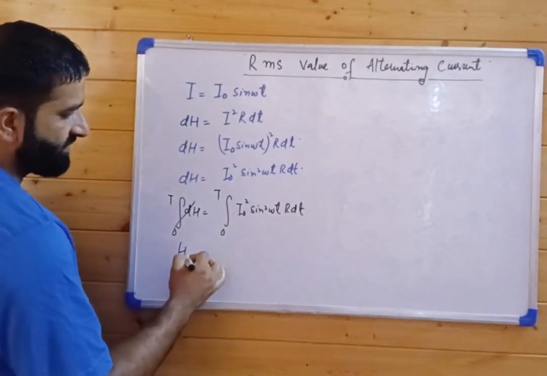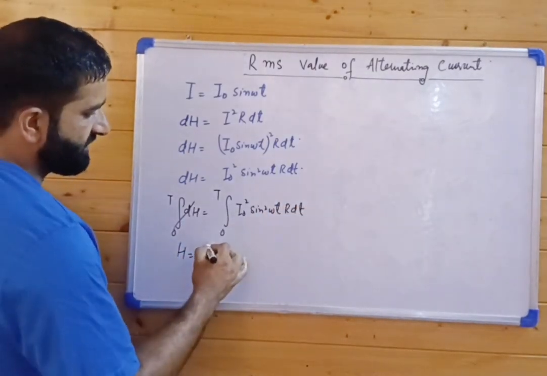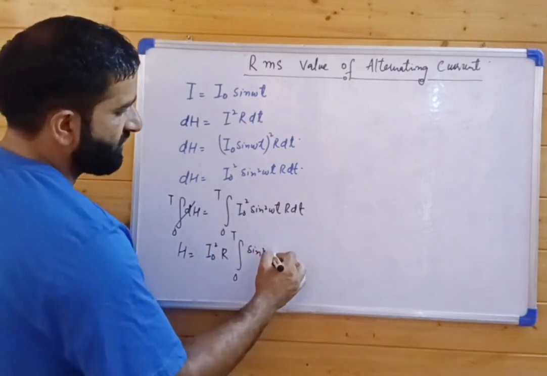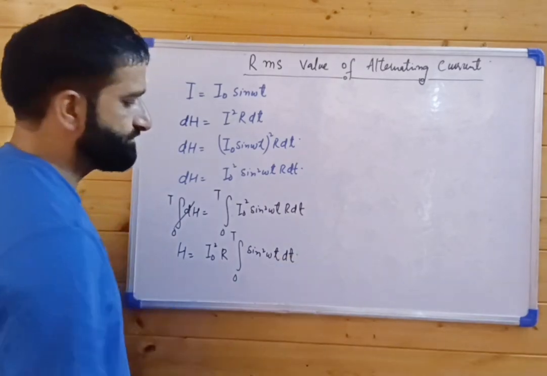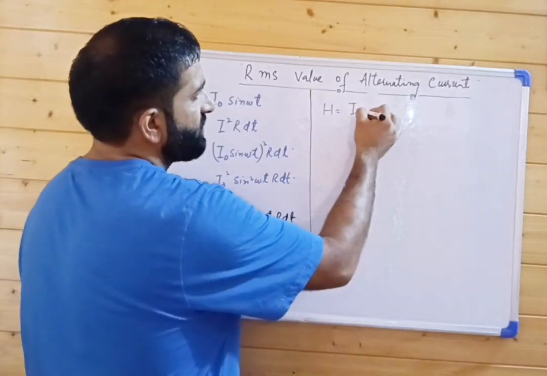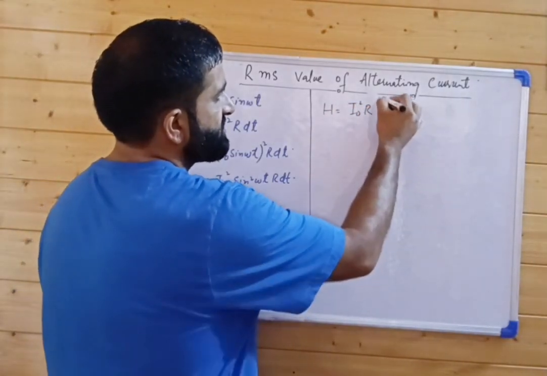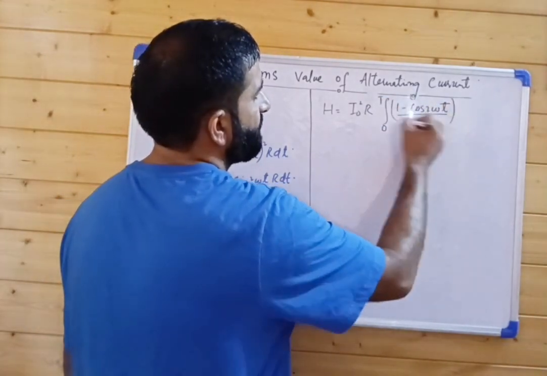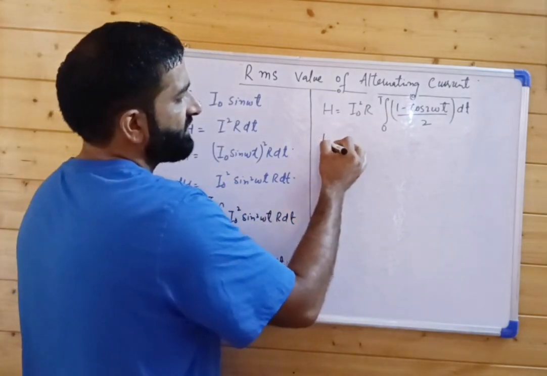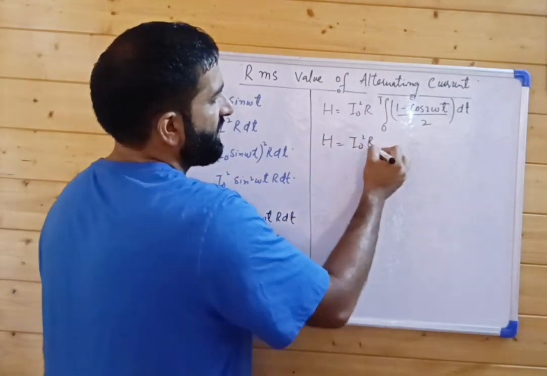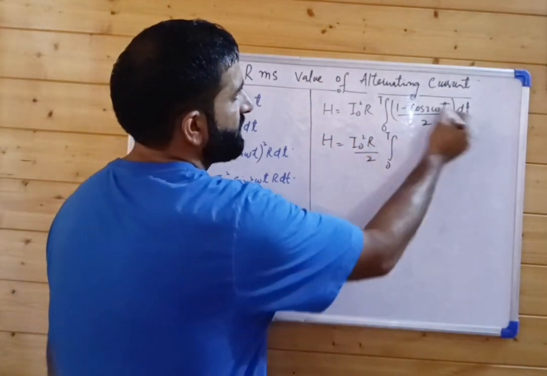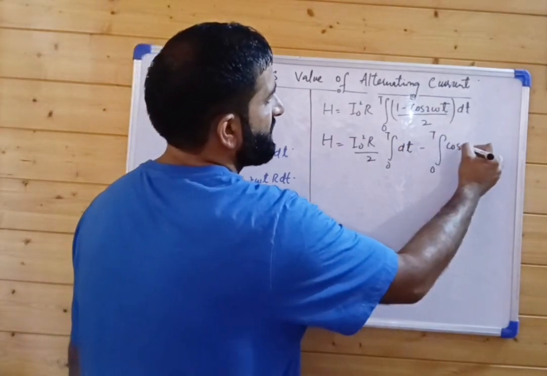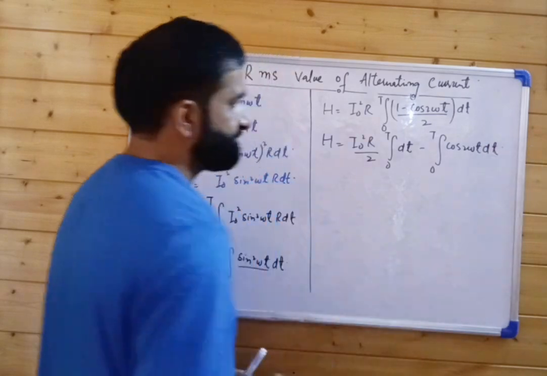Taking the constants out of the integral sign, the heat produced will be H equal to I0 square R times the integral from 0 to T of sine square omega t dt. We have H equal to I0 square R times the integral from 0 to T of (1 minus cos of 2 omega t) divided by 2 into dt. Taking this 2 out of the integral sign, we have H equal to I0 square R divided by 2 times the integral from 0 to T of dt minus the integral from 0 to T of cos of 2 omega t dt.